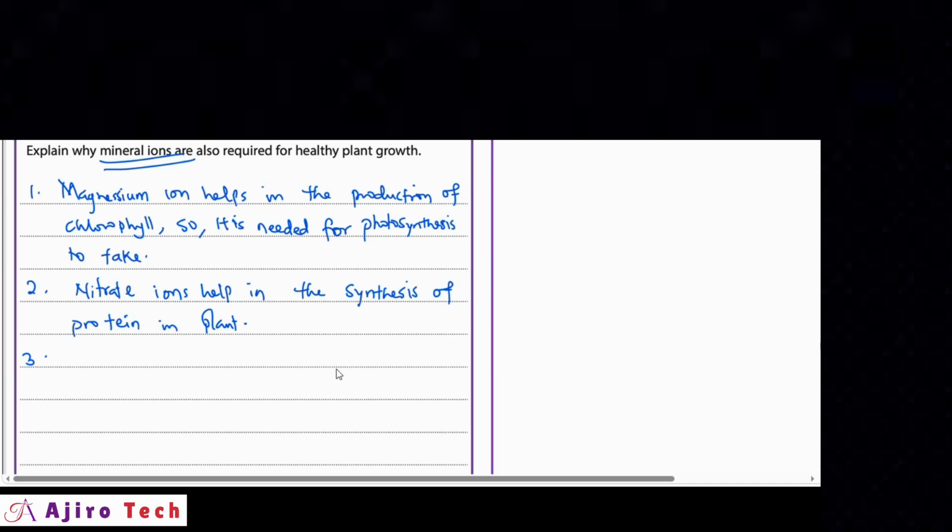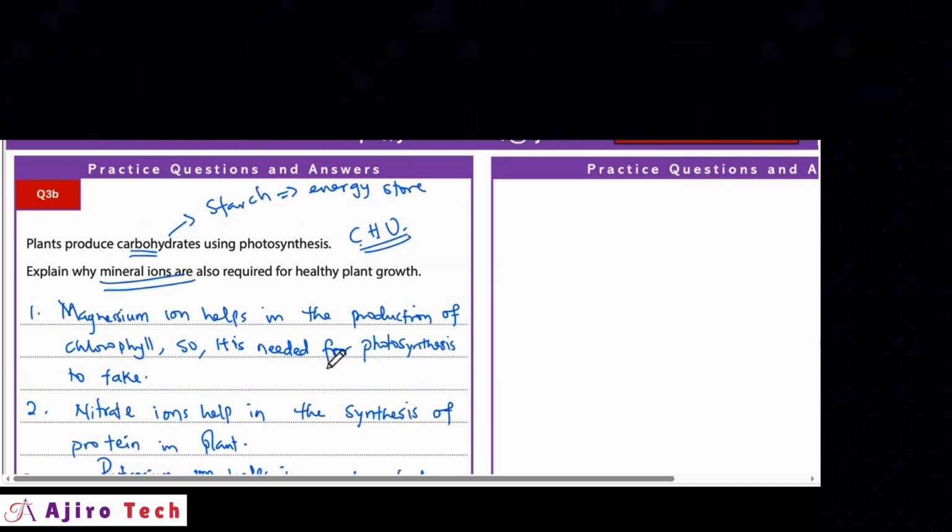Let's also talk about potassium ion. So potassium ion helps in water balance in plants. All right. So you have been able to explain why mineral ions are also required for healthy roots.